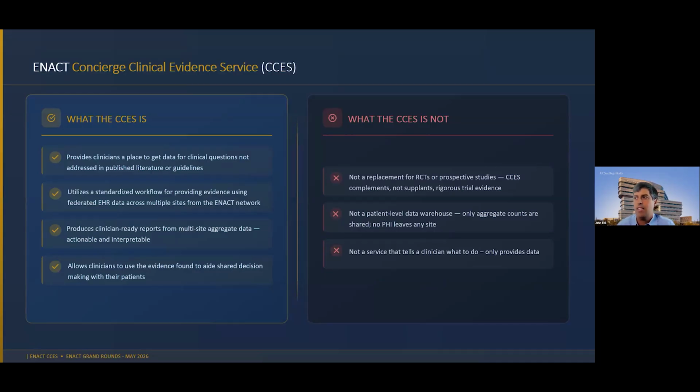What it is not: it doesn't replace randomized controlled trials or prospective studies. It complements, doesn't supplant, that trial evidence. It's not a patient level data warehouse. You can't go there and ask, hey, I want to find a bunch of patients like mine and then see what people have done on those exact patients. It gives us aggregate counts, and no PHI leaves any of the sites at any point. And again, it's not a service that tells clinicians what to do. It just helps them provide evidence to help them in their decision-making process.